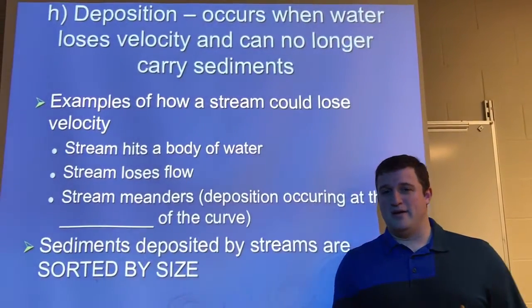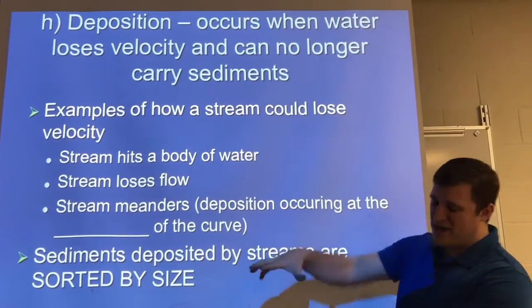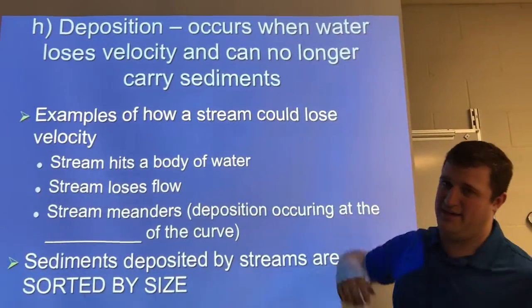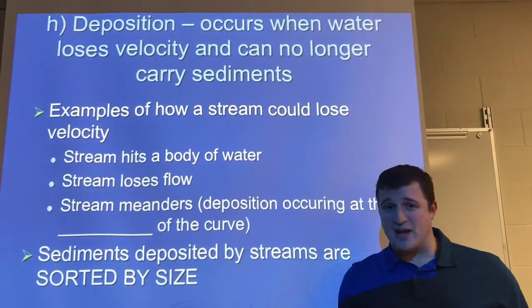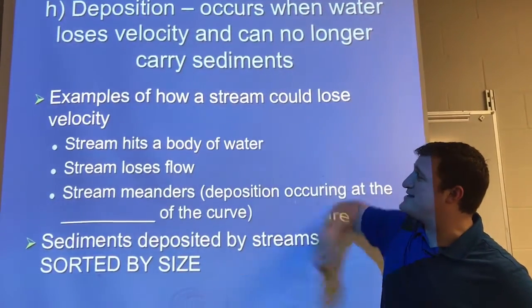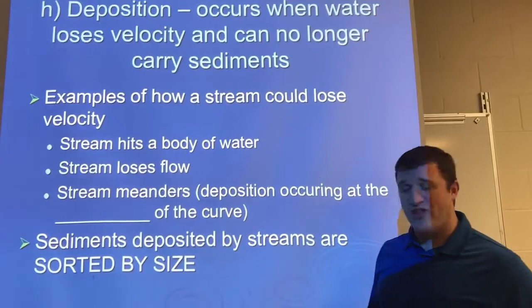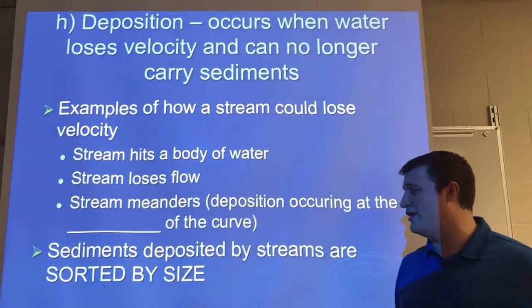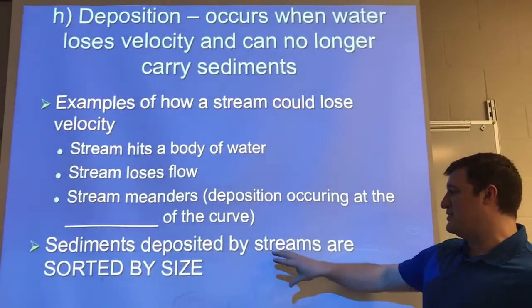Other things we talk about. Deposition, when we put down sediments. It happens when a stream loses velocity, okay? That stream's not going as fast, it can't carry as much anymore. How might a stream lose velocity? Stream hits a body of water, stream loses flow, or the stream meanders, deposition occurring at the inside, you guys know, of the curve. Sediments deposited by streams are sorted in size.